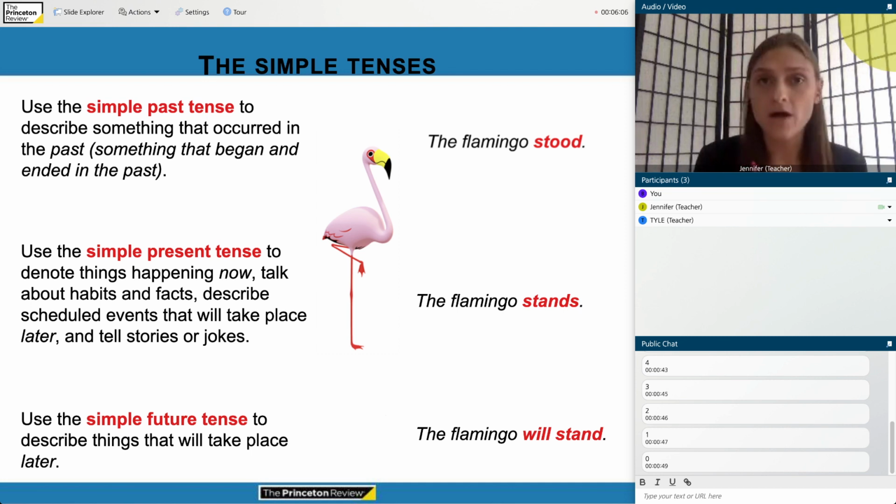I will call you tomorrow. We will go to the pool this Saturday. Something that'll happen later. So those are the simples, the simple tenses, and they are the simplest in form. They're only one or two words for the future. But when we start to get into the other tenses, we have to bring in more words to form the tenses.